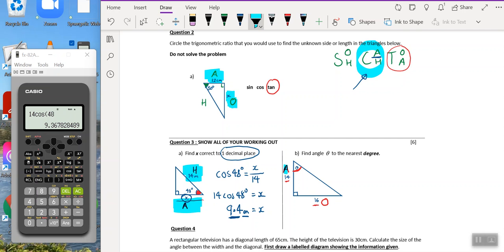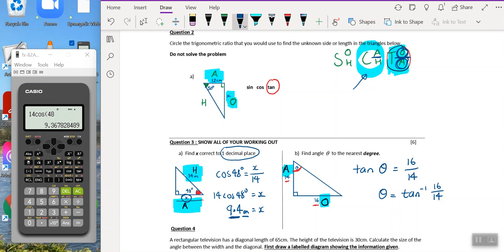So A and O suggests that this is going to be a tan question, the T for tan. So I'm going to write tan of theta, I'm finding this angle, is equal to, it's got to be the opposite over the adjacent, okay? So if the opposite is 16, the adjacent is 14. Now the next step in this question is to write theta equals tan to the minus 1, 16 over 14. We know how to do that because we did it in the very first question.